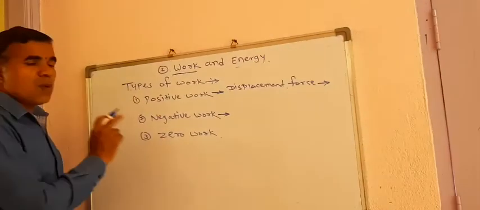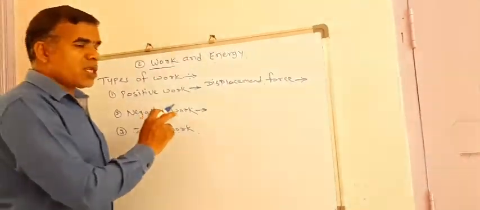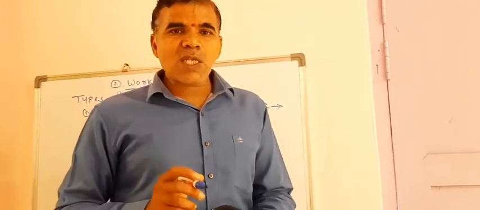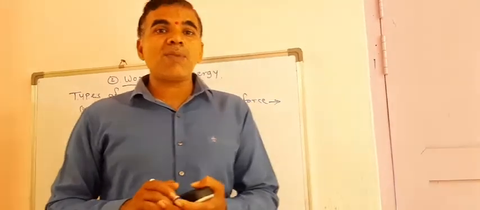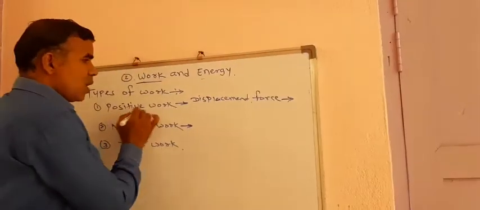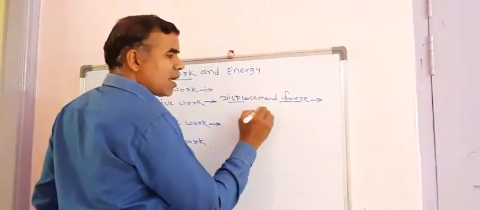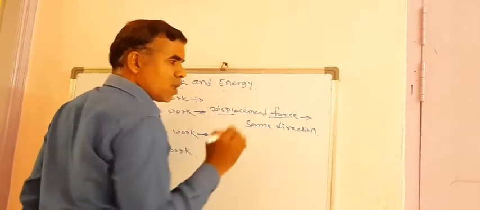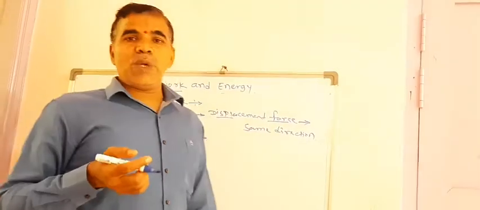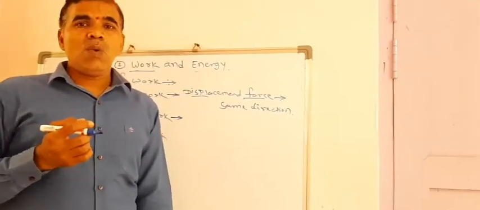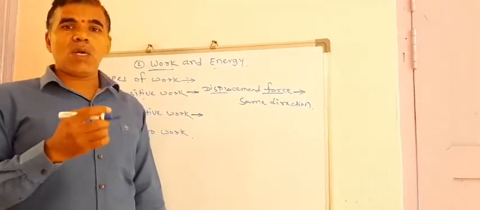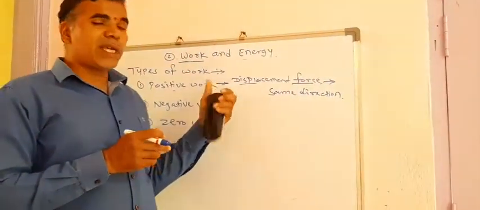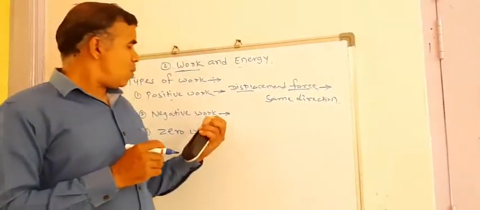So there are three types of work: positive work, negative work and zero work. Positive work means displacement and force are in the same direction. We know that when a motor car travels or when we walk on a road in the same direction, this work is positive work. Then number 2, negative work.